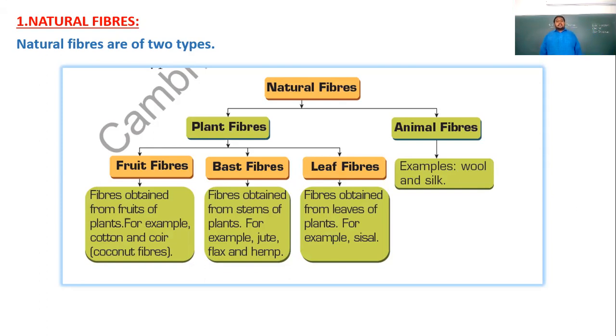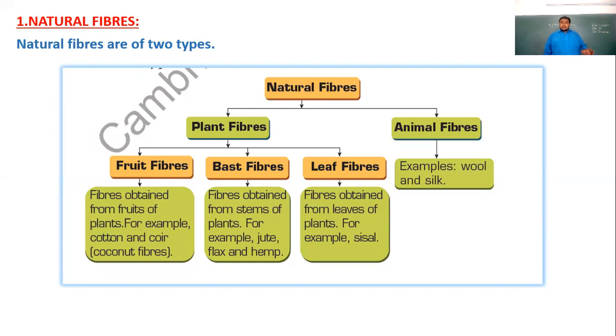Next, bast fiber. The fibers which are obtained from the stems of plants are called bast fibers. For example, jute, flax, and hemp are examples of bast fiber. Next one is leaf fiber. The fibers obtained from the leaves of the plant are called leaf fiber. An example is sisal. Sisal is a fiber that we obtain from the leaves of the sisal plant.